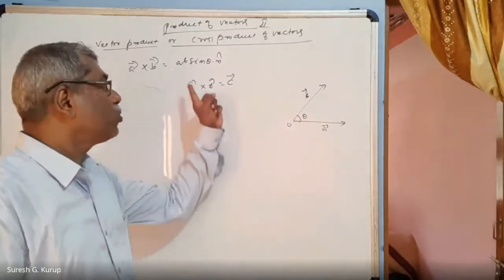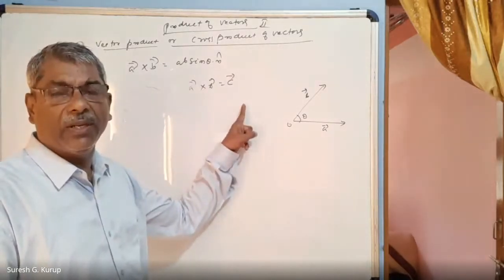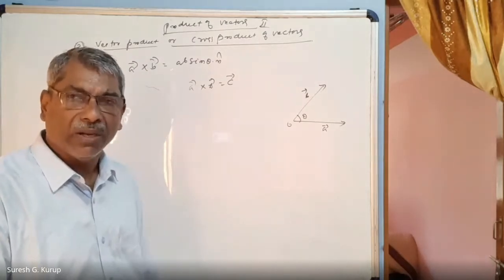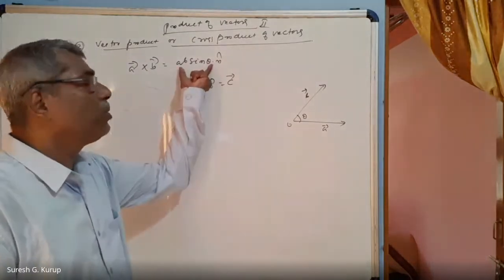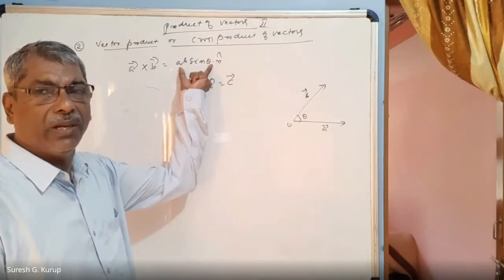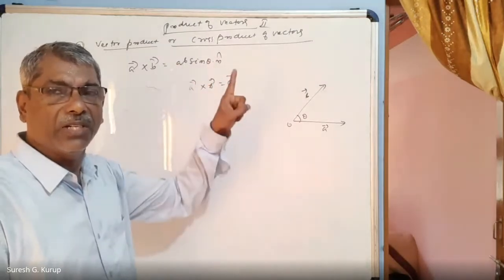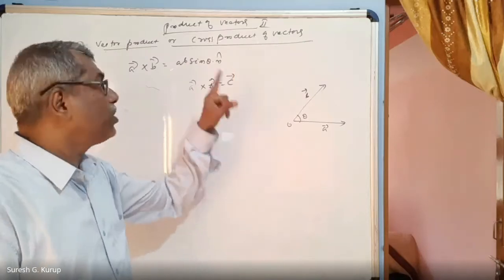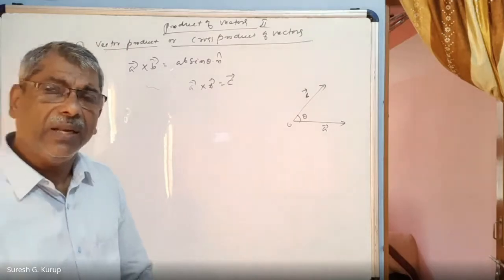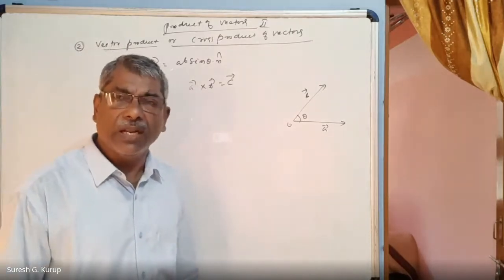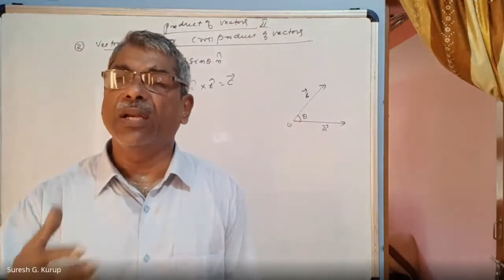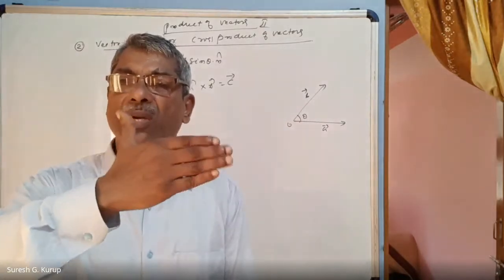That means A cross B is another vector that has a certain direction and also a magnitude. What is the magnitude? The product vector's magnitude is equal to AB sine theta. And the product vector has a direction, which is shown by the unit vector n cap. The direction of the product vector can be obtained by the right hand curl rule.